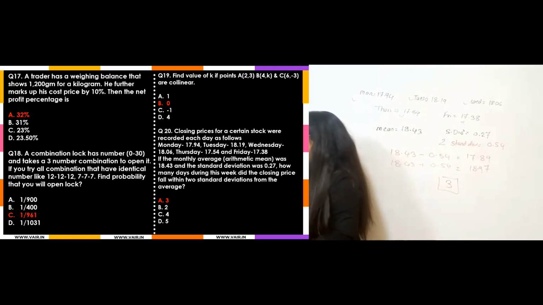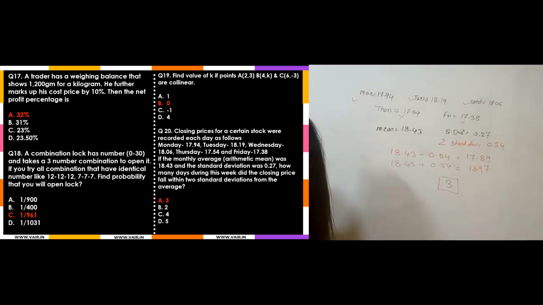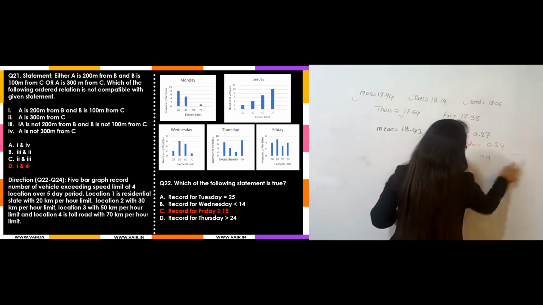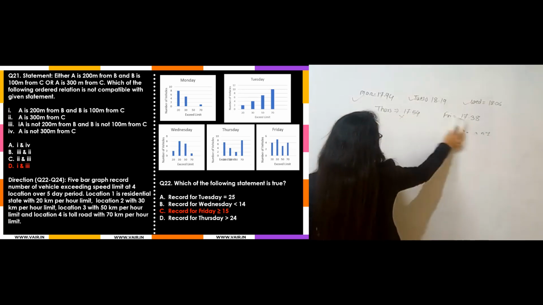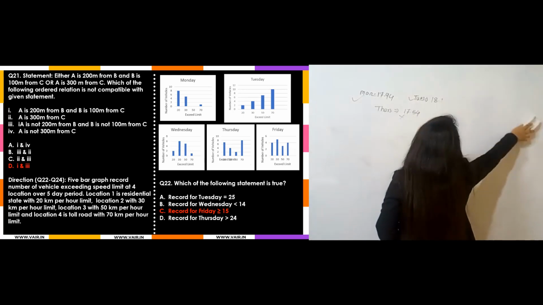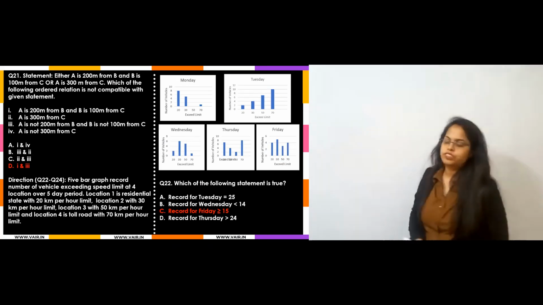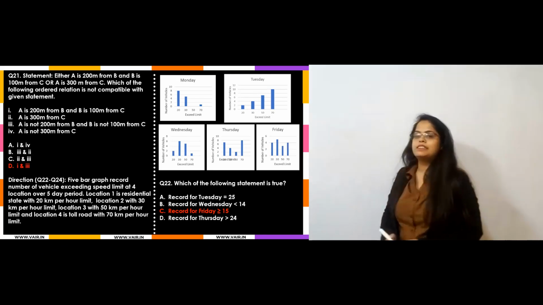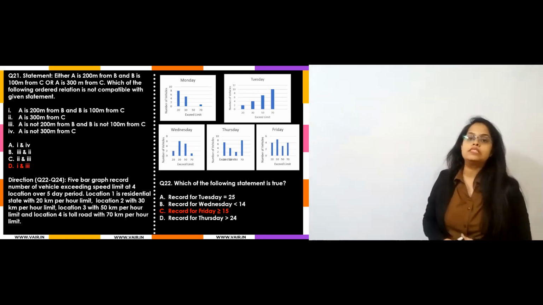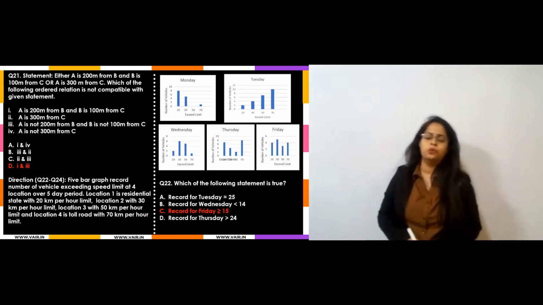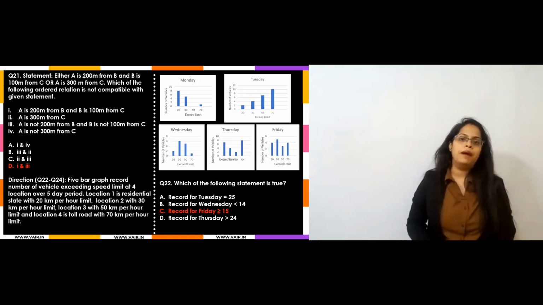Okay, understood? Now one more question only, and after that there will be the DI. Now question number 21. Here they have given you two statements, and on the basis of the statements they have given a few more, from which we need the compatible statement.